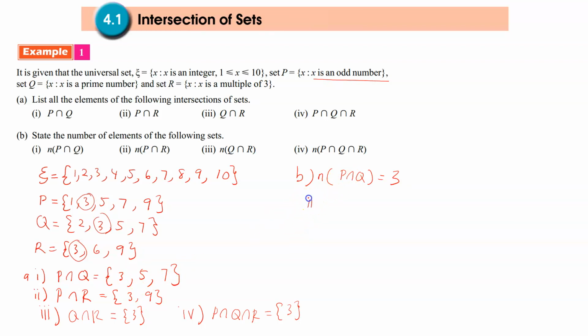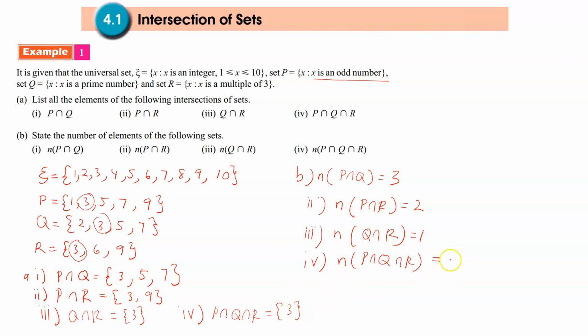So B2. Number of elements in P intersect R. P intersect R, 1, 2. Number 3. The number of elements in Q intersect R. Bila ada small letter n ni maksudnya the number of elements. Q intersect R kita ada 3 saja. So equal to 1. And last but not least, the number of elements in P intersect Q intersect R equals, since 3 saja, means only one element.